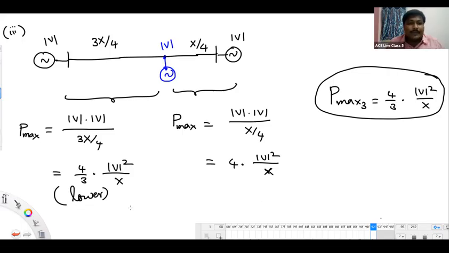Midpoint. That's the reason why this midpoint compensation is very famous in textbooks. Because midpoint compensation itself will give the highest maximum power transfer capacity compared to any other location of placement. That's it. Simple reason.